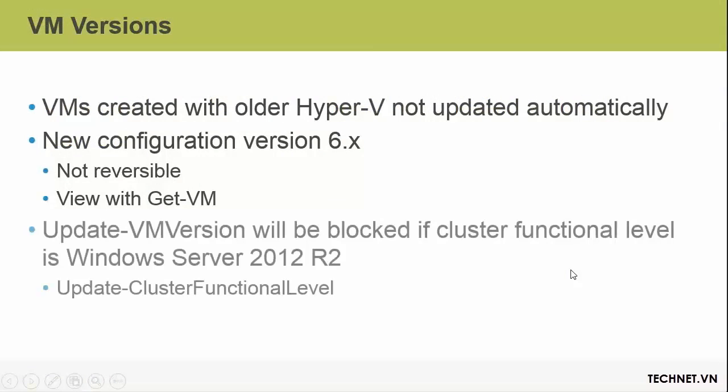We use the update-vmversion PowerShell commandlet to update the version of a virtual machine to the newest version, which is 6.2. However, that will be blocked if you're in a clustered environment and the cluster functional level is Windows Server 2012 R2. So once all of the cluster nodes have Server 2016 Technical Preview 2 or Hyper-V Technical Preview 2, we can then update the cluster functional level using the appropriate PowerShell commandlet.